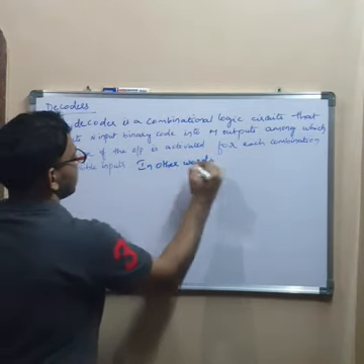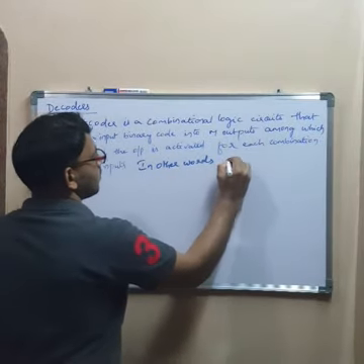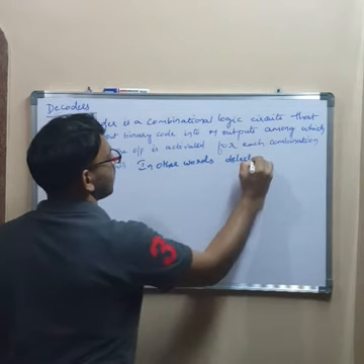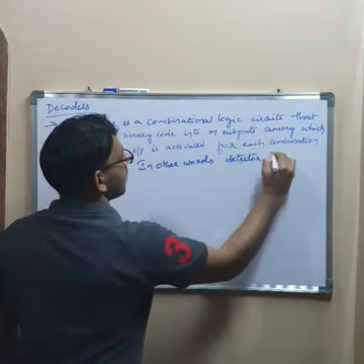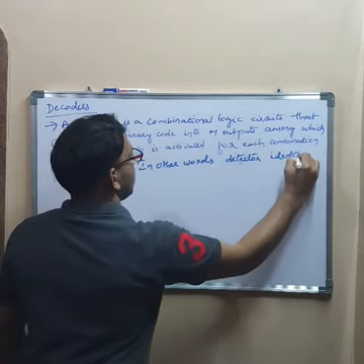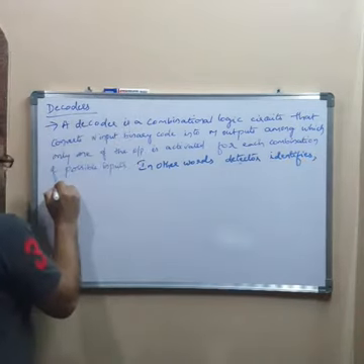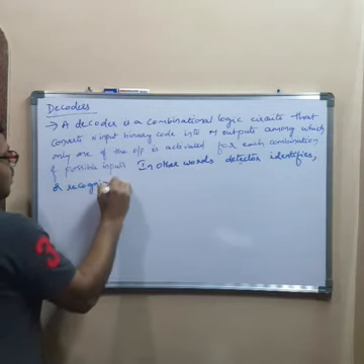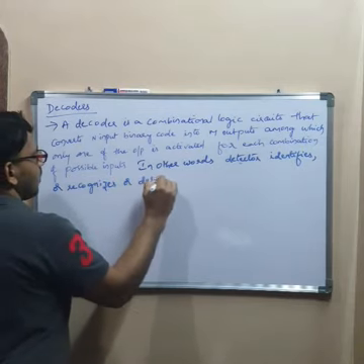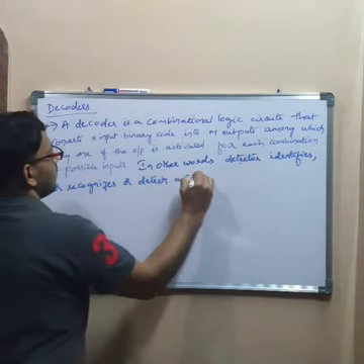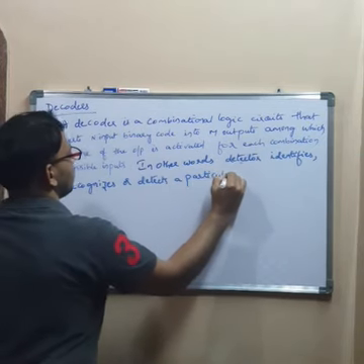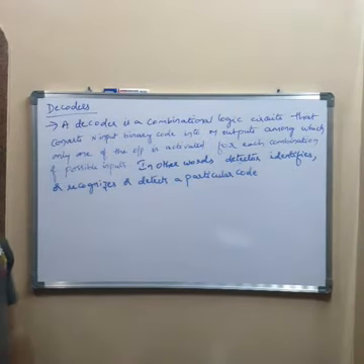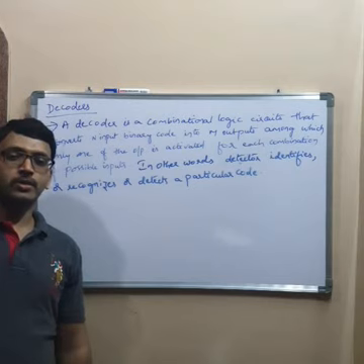In other words, a decoder is a detector: it identifies, recognizes or detects a particular code, right? So the opposite term to the decoder is encoder.